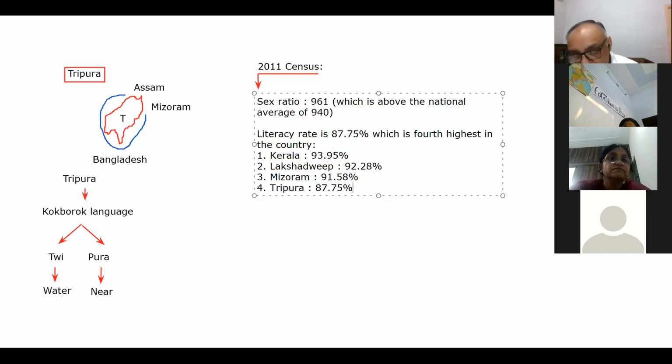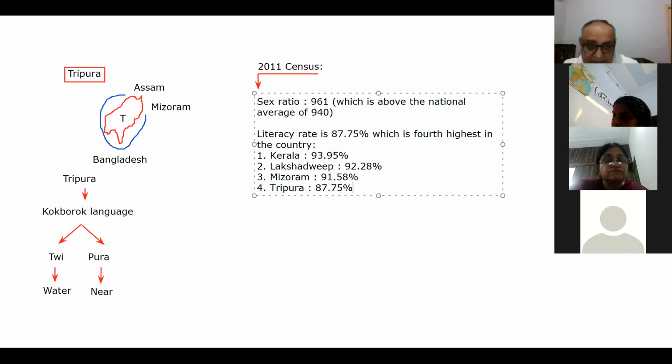We can say fourth highest if we consider the union territory also. But if it is asked among the states of India, then your answer will be third, because Lakshadweep is a union territory, Lakshadweep is not a state. So then your answer will be third.